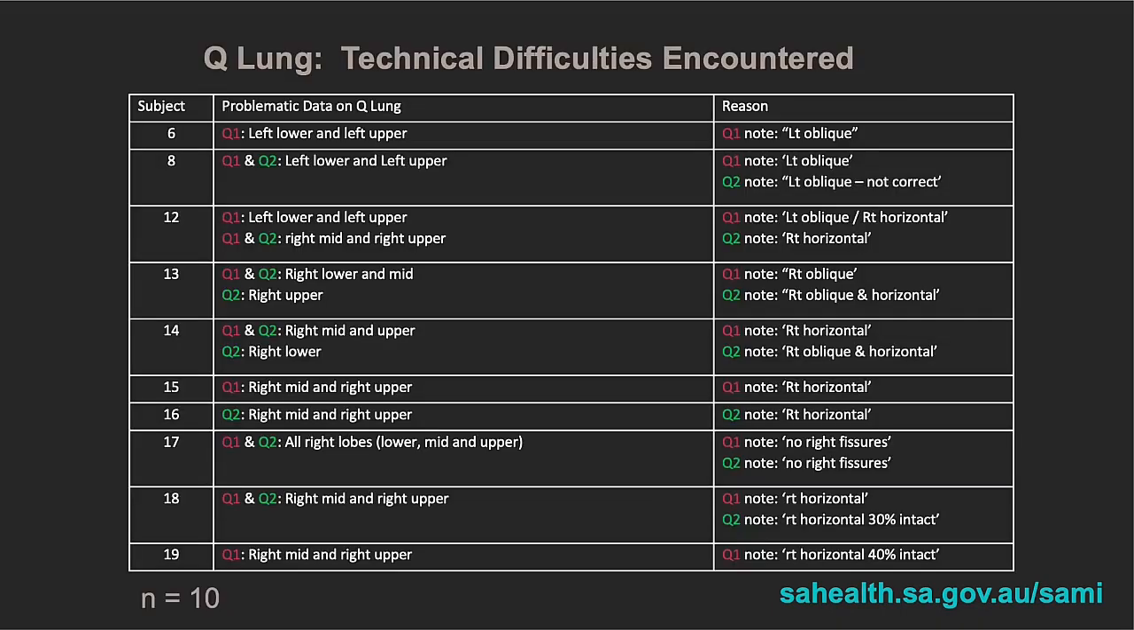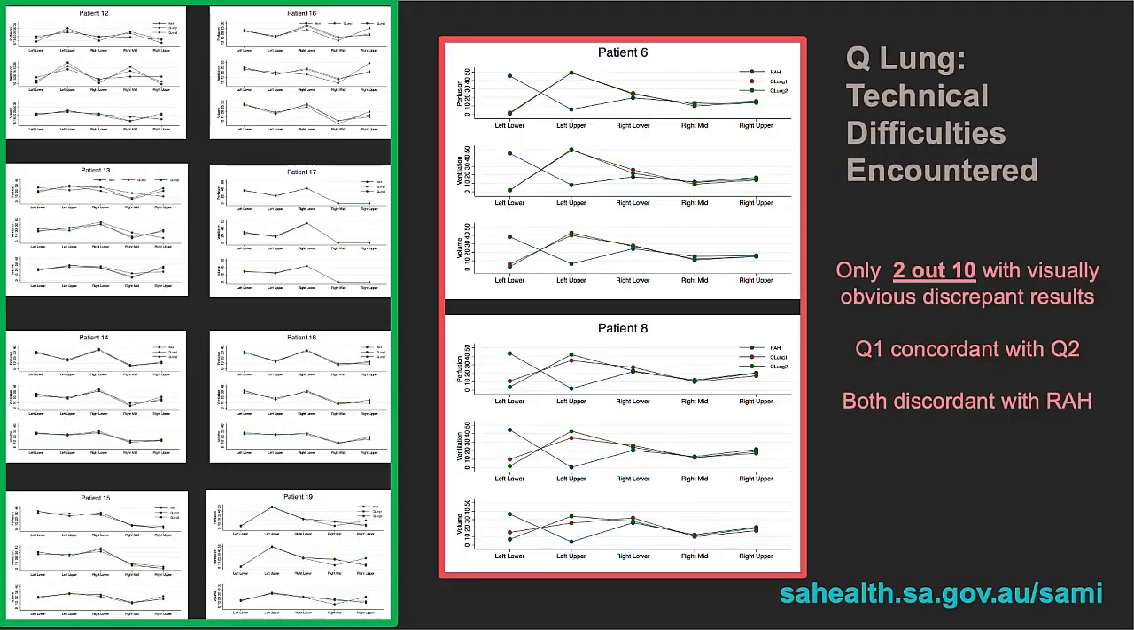When processing the QLung, I asked the 2 technologists to record any technical problems. This table outlines the problems encountered and in which subjects. The problems were noted consistently by both in 10 datasets. The nature of the problems was very similar, relating to deficient fissures and the program localization of fissures being incongruent with their visual assessment. Among these 10 datasets, only in 2 subjects were Q1 and Q2 discordant with RAH. Despite technical difficulties in all the other datasets, the 3 analyses appear reasonably concordant.